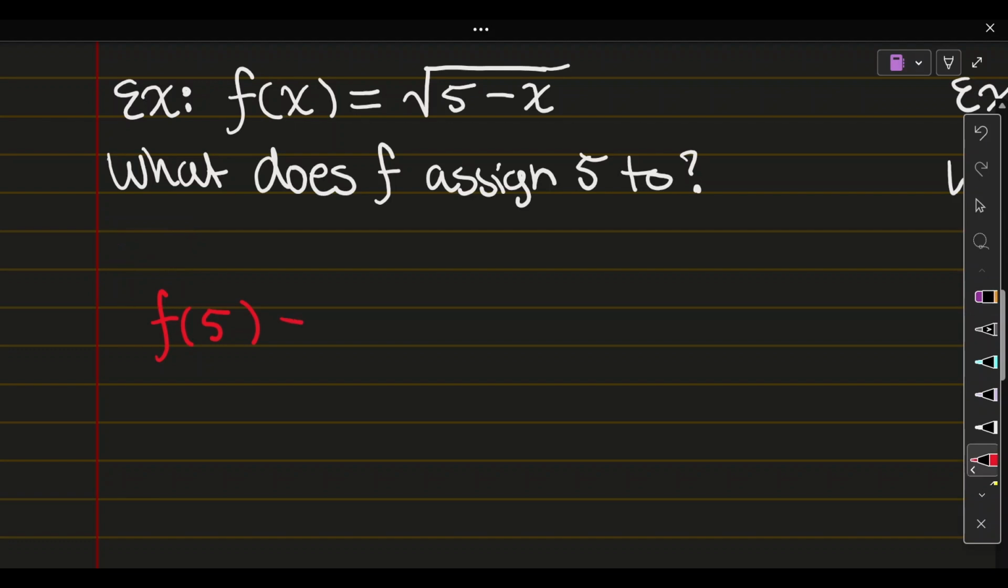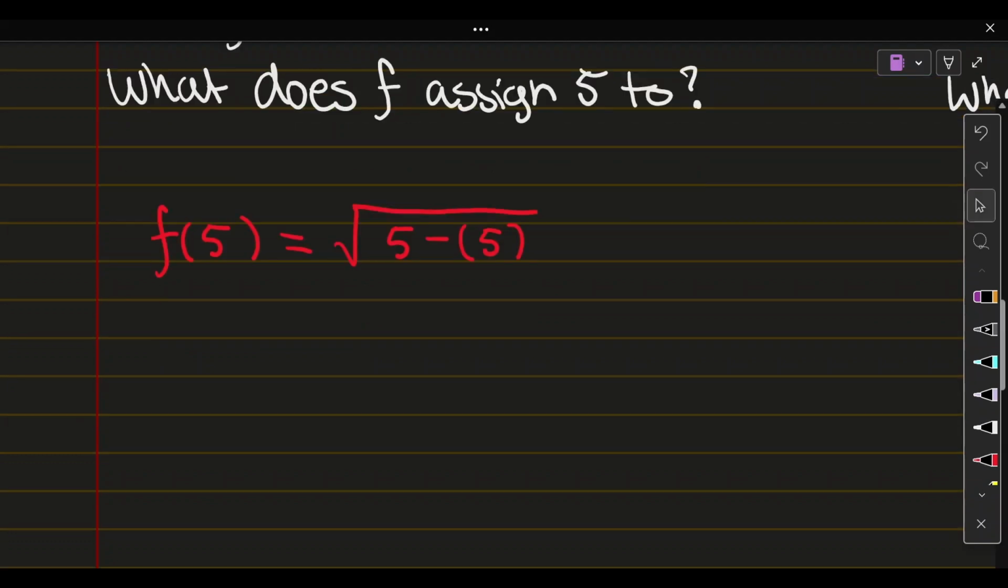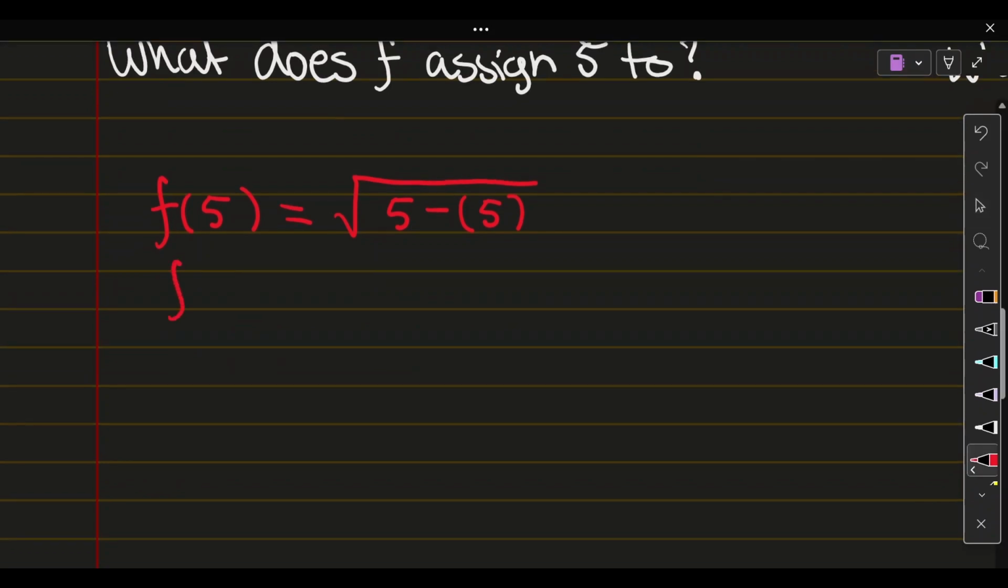And the way we can do that is just by plugging in 5 for x, right? f of x gives us a nice rule. It tells us no matter what you plug in for x, f will give you this output. It gives you this number. So if we plug in 5 here, I have the square root of 5 minus 5, okay? Well, the square root of 5 minus 5 is just the square root of 0. 5 minus 5 is 0. So f of 5 is 0.